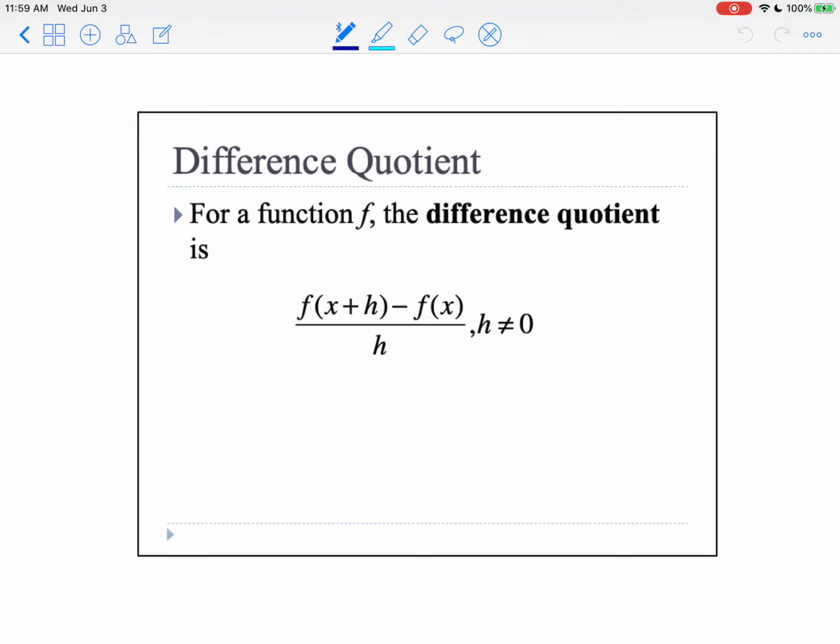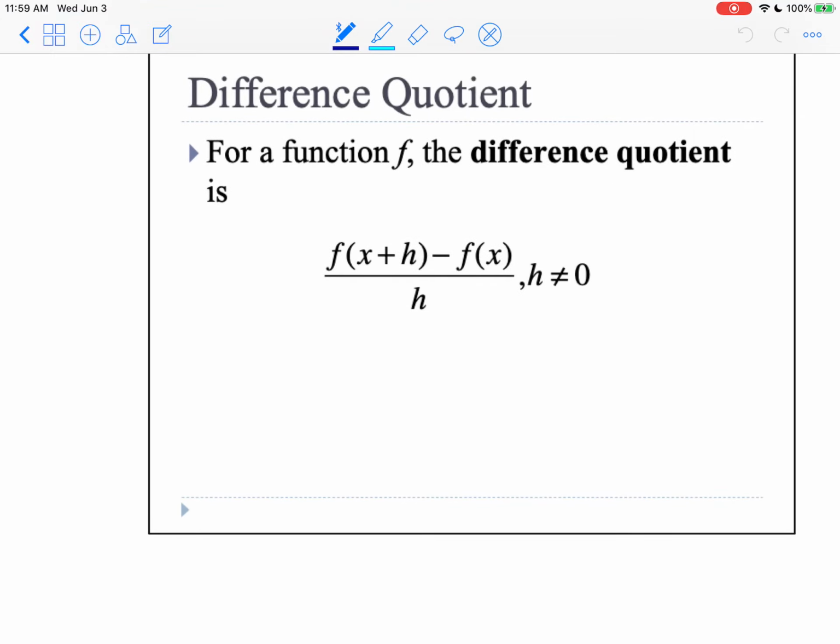All right, I'm back. We're going to talk about the difference quotient here. Now, the only reason we're covering this is that you're going to need it for calculus. But it is good practice working with a more abstract idea of function notation.